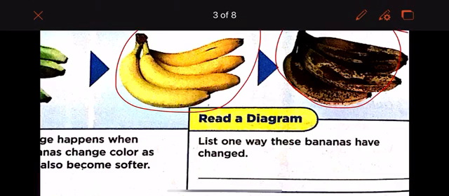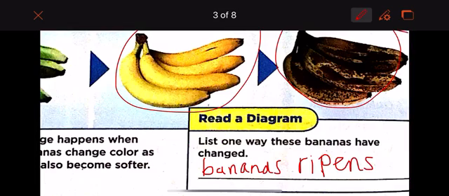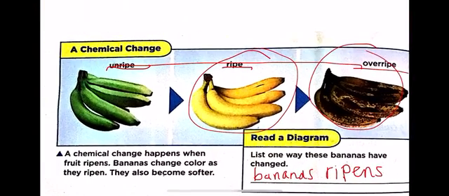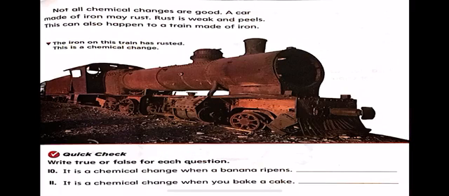Let's solve this exercise together. List one way these bananas have changed. So, the bananas ripened, right? Okay. So the bananas ripen. Okay, so of course, not all chemical changes are good.